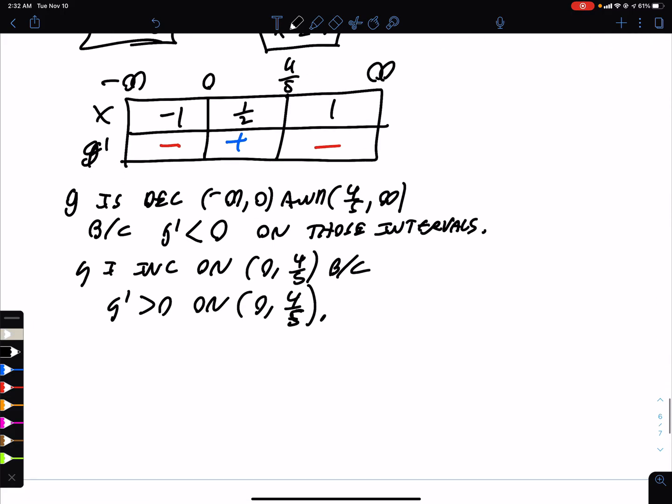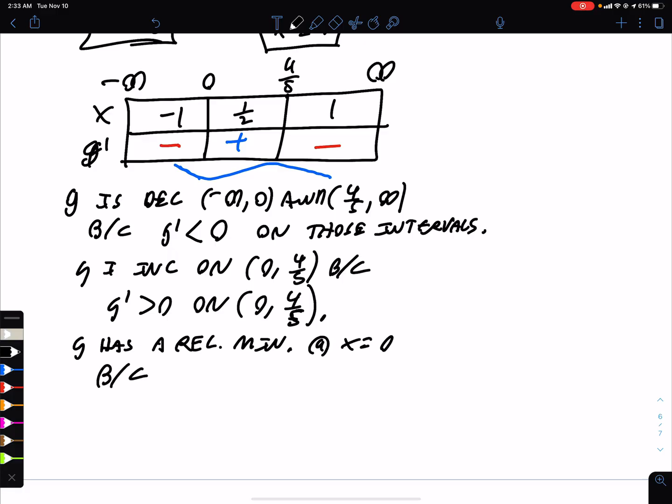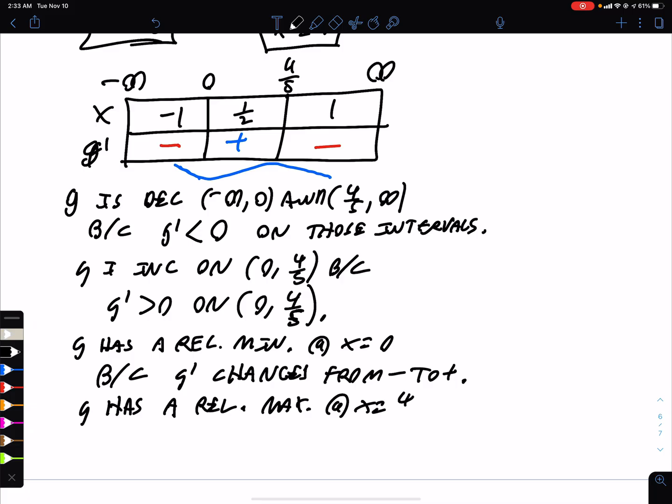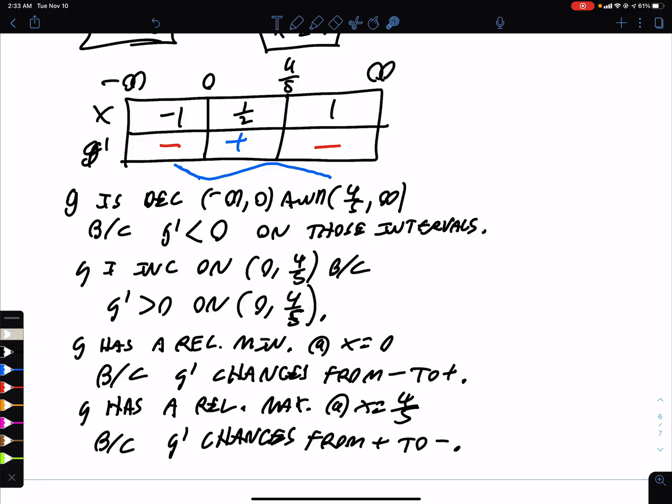Now, what else is happening? At 0, let me draw. It's going to decrease, then it's going to increase, then it's going to decrease. That's just a general idea. So what's happening here, you're going to have a relative minimum because the derivative changed from negative to positive. So G has a relative minimum or a local minimum at x equals 0. Why? Because G prime changes from negative to positive. And you'll say G has a relative maximum at x equals 4/5 because G prime changes from positive to negative. And again, you shouldn't have to memorize that. You should visualize. Oh, increasing, decreasing, relative maximum.